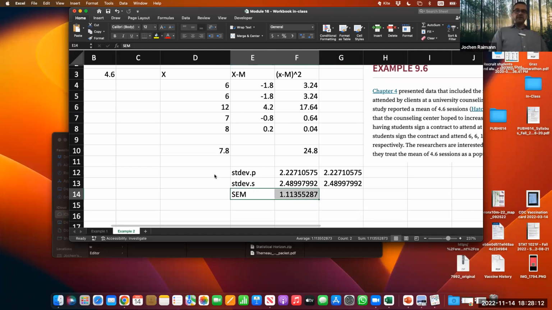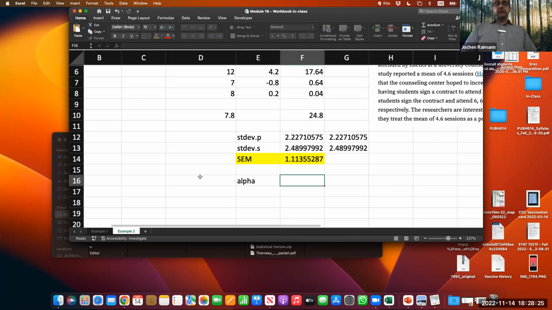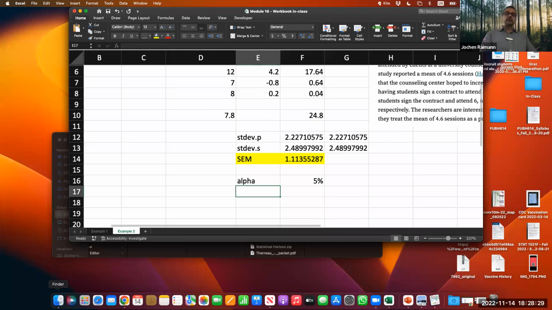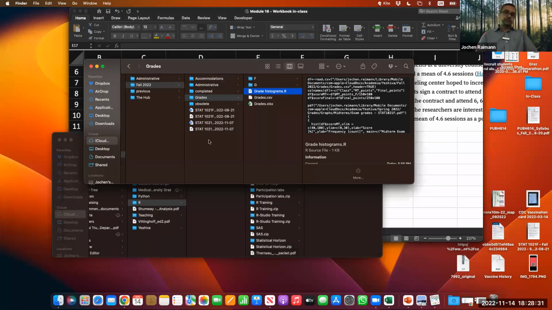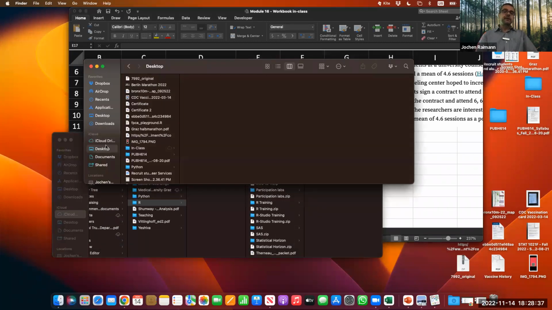Good. So based on this, we can now obviously also calculate our confidence intervals, right? We can also determine now our critical t-score. So what is our alpha? Let's say our alpha is 5% as usual. And this is where we're getting now to a new table. And this table looks different than the previous one. Same concept applies.